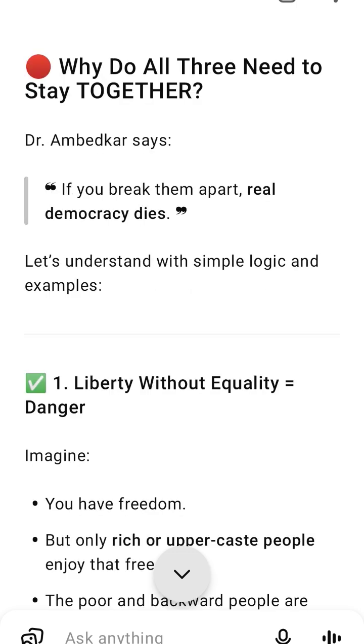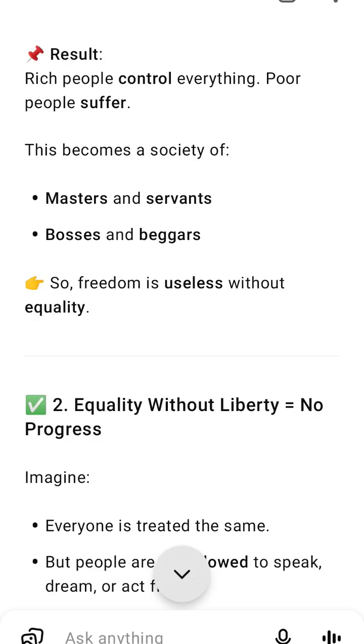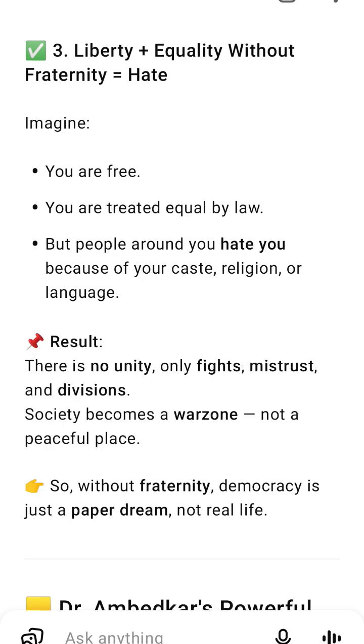Final summary in one paragraph. Dr. B.R. Ambedkar taught that real democracy is not just about holding elections and giving people the right to vote. It must be built on social democracy, which means people must live with freedom, liberty, equality, and brotherhood, fraternity. These 3 values must always go together. If one is missing, democracy cannot survive.